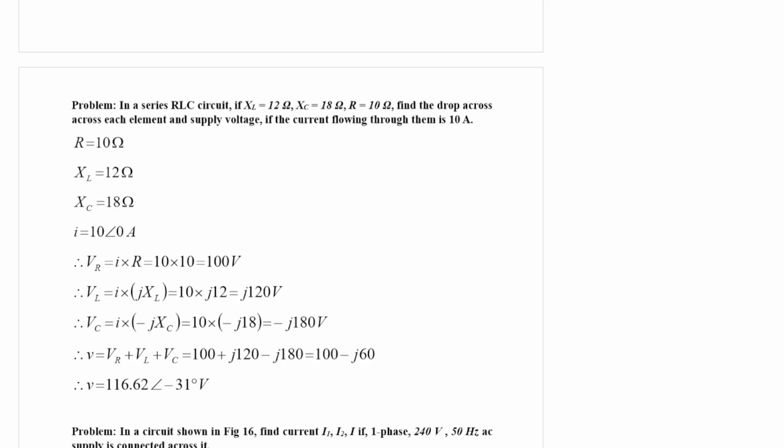So let us consider this problem. Let us say we have a series RLC circuit. We have R, we have L, and we have C. So R is equal to 10 ohm. This is 10 ohm. Now XL is equal to 12 ohm. So this is XL, 12 ohm.